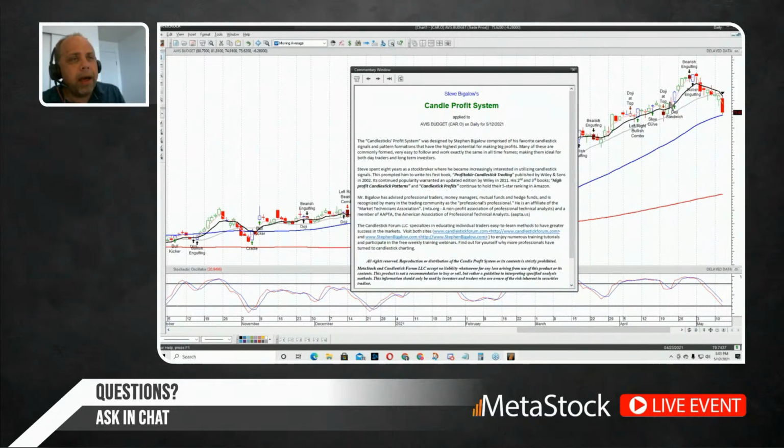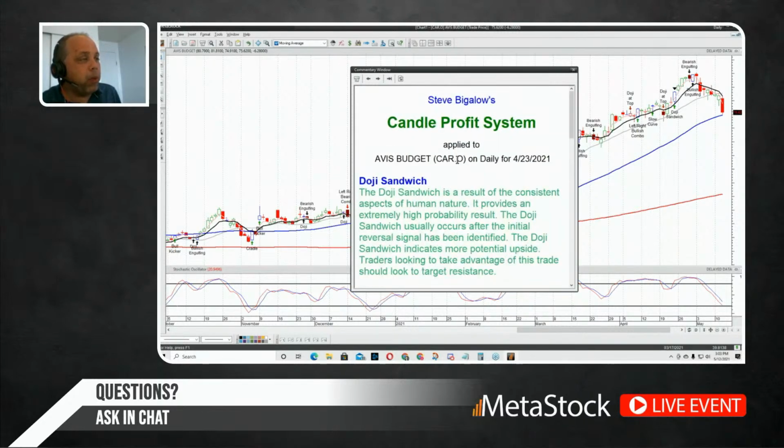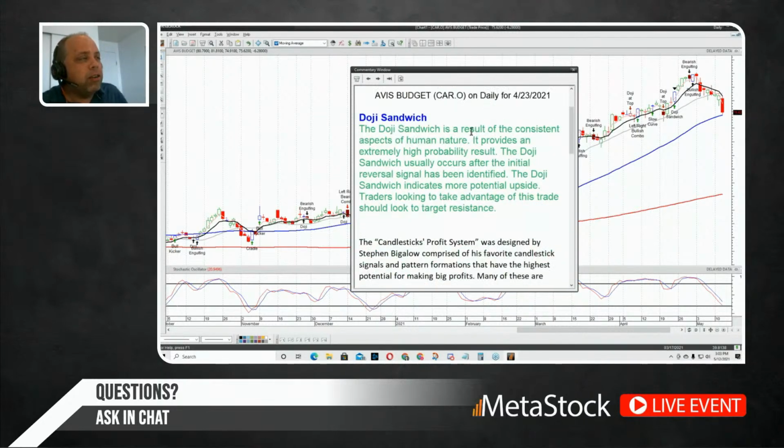And if I go back and I just want to understand a little bit more about what the doji sandwich is and what it does, all I have to do is click on here. Actually, I have to move the arrow to that pattern right here, and it's going to say, and I can make this bigger so you can read, the doji sandwich is a result of the consistent aspects of human nature.